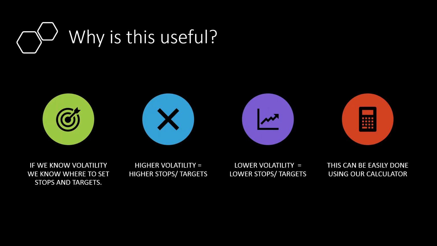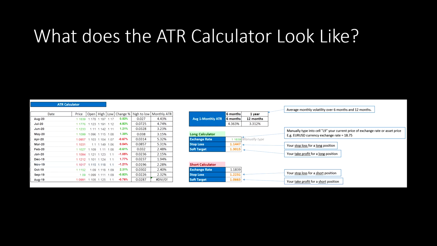Why is it useful? Why is knowing the ATR, the average true range, and the ATR calculator useful? Well, if we know volatility, we then know where to set stops and targets, right? If we don't know the volatility, then we don't even have an idea of where to put them. So simply put, when there's higher volatility, you're going to need higher stops and higher targets. When there's lower volatility, you're going to have lower stops and lower targets. And this can be easily done using our ATR calculator, which we're going to go through.